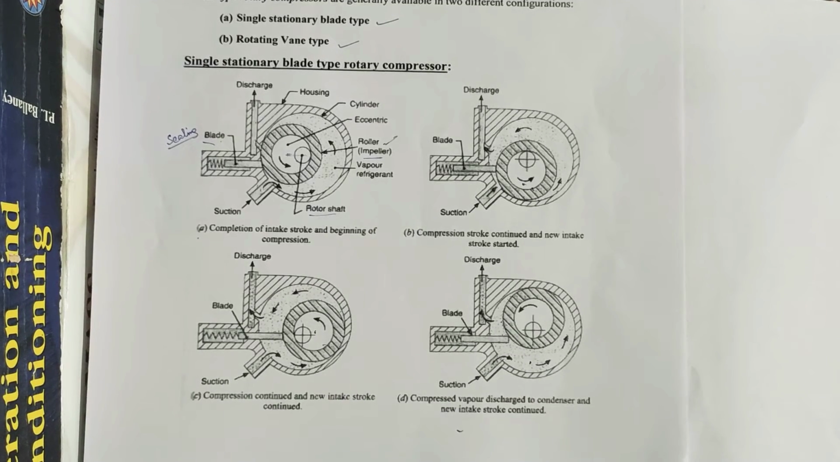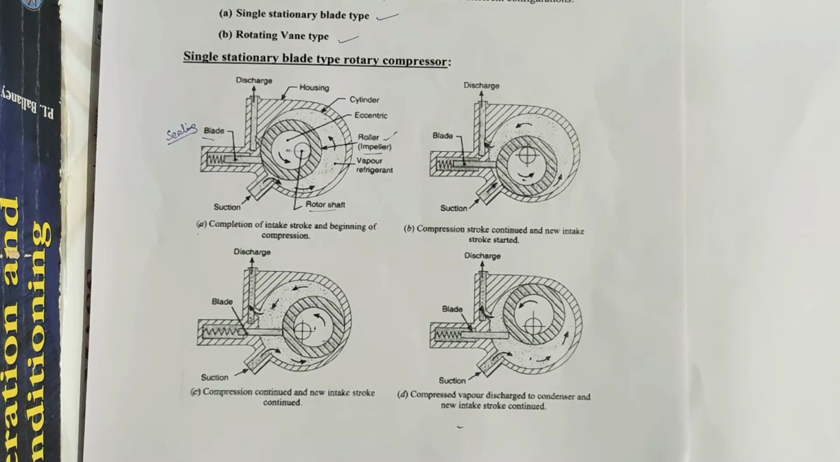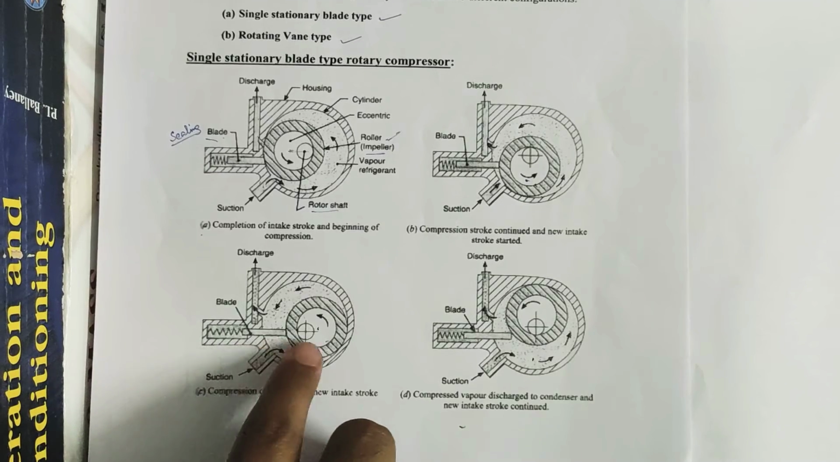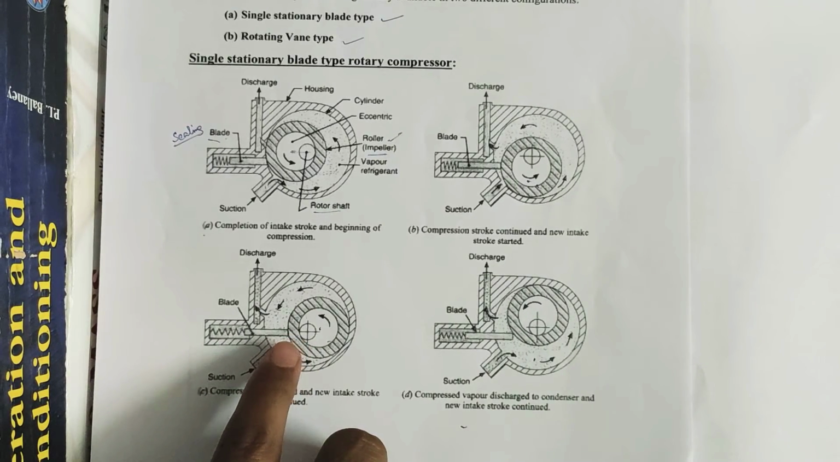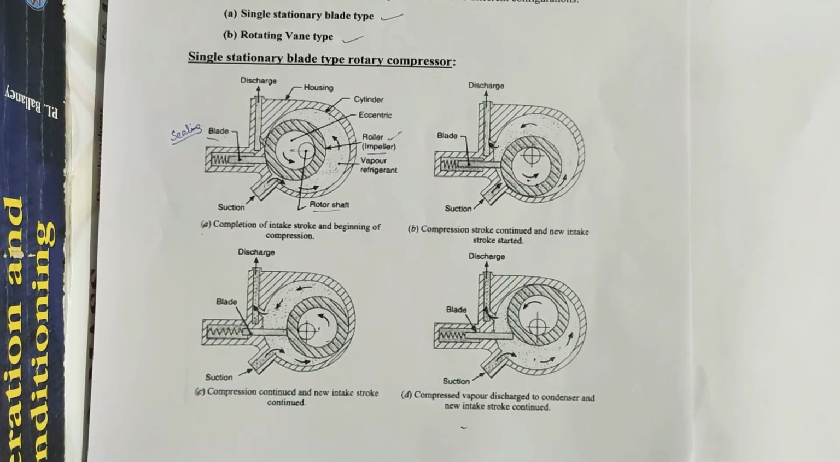So in this way, see, the position of the blade is not changing. That is why it is known as a single stationary blade type rotary compressor.